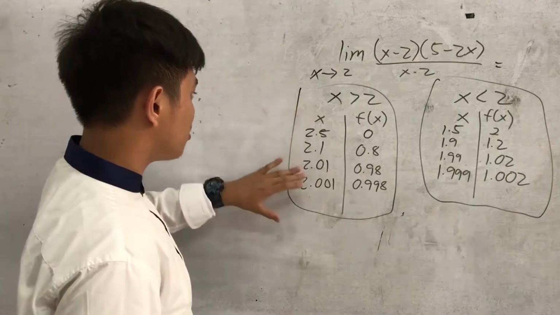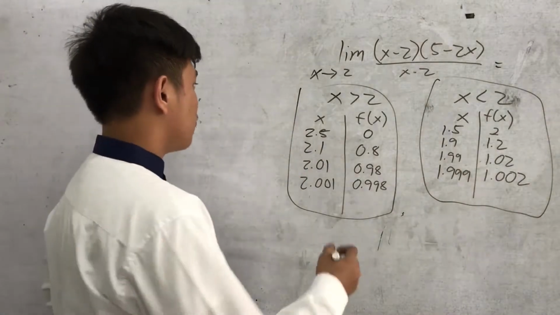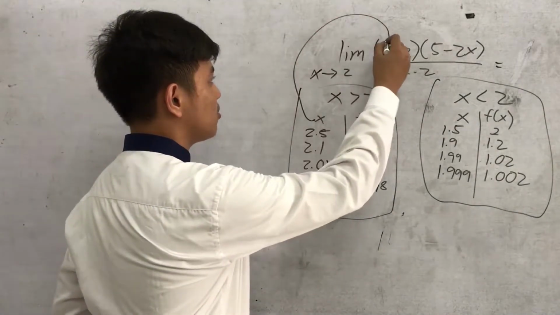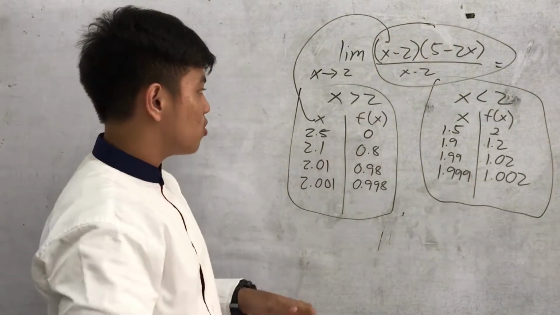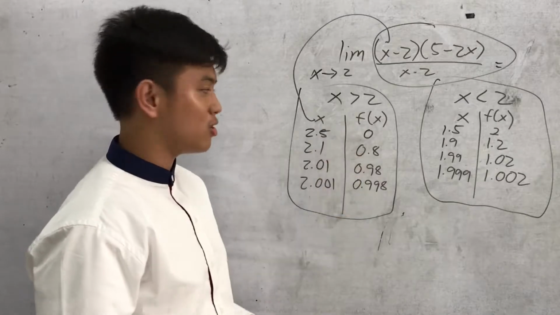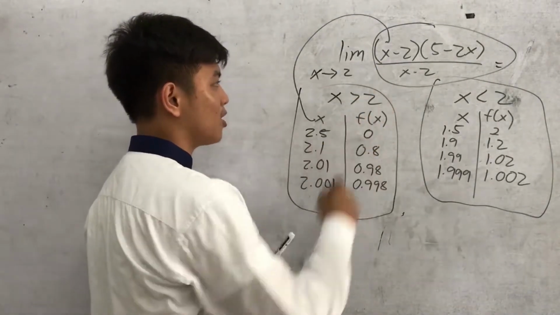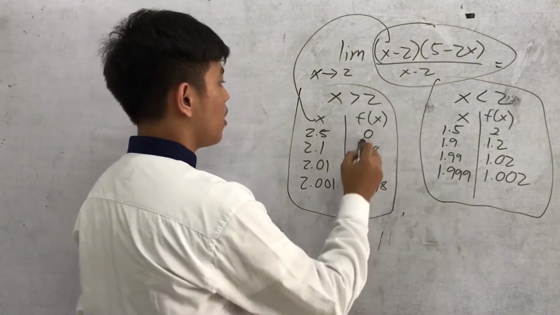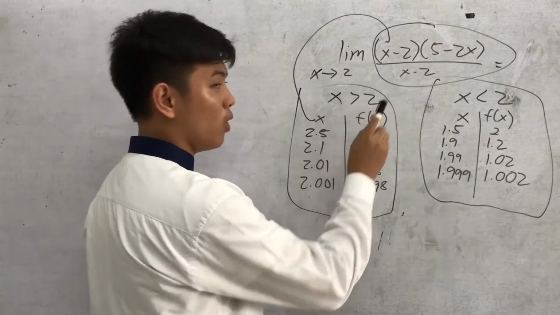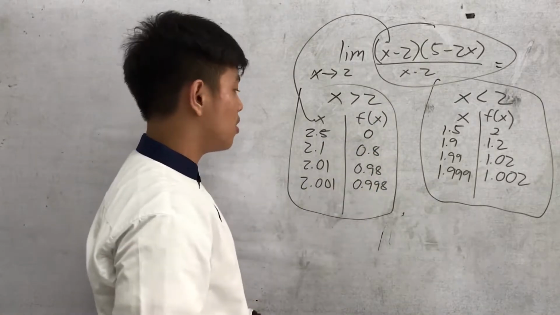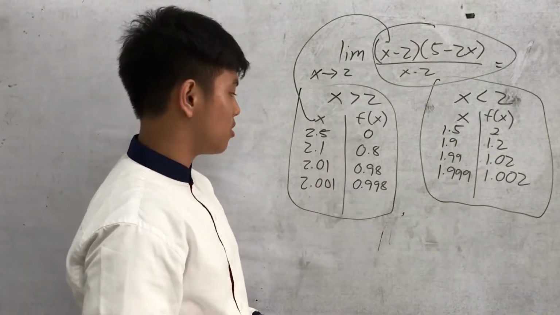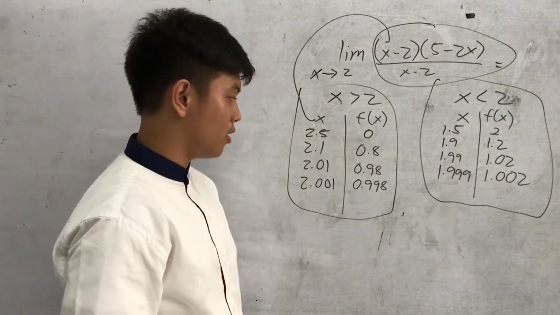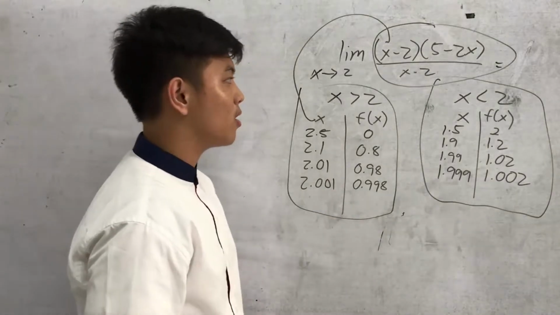After you get these values of x, substitute them into this equation so that you can get these answers. When you substitute 2.5, it is 0. For 2.1, it is 0.8, for 2.01, it is 0.98, and for 2.001, it is 0.998.